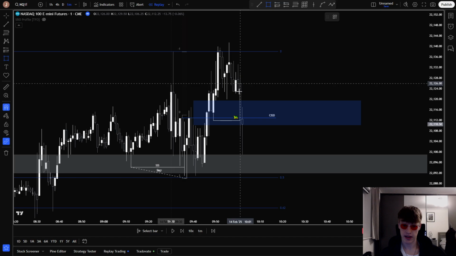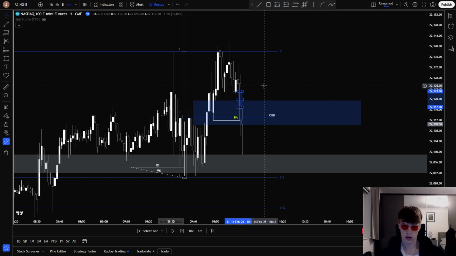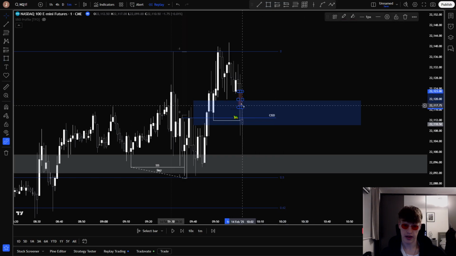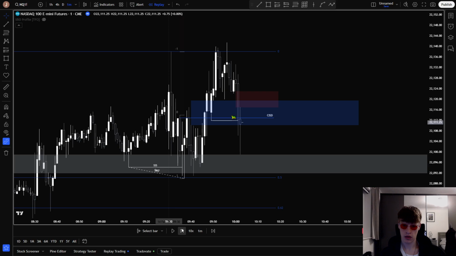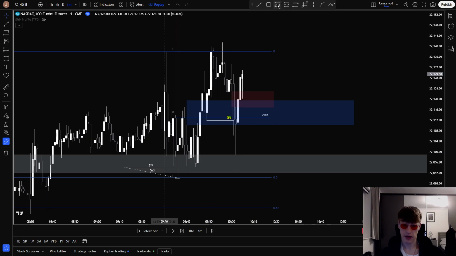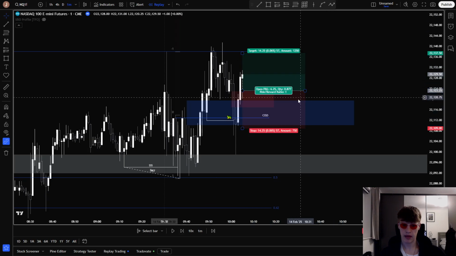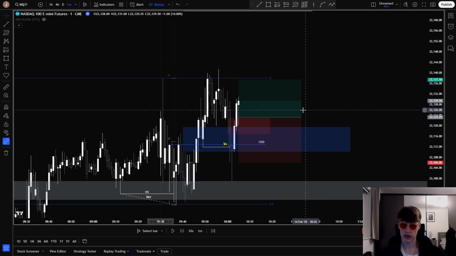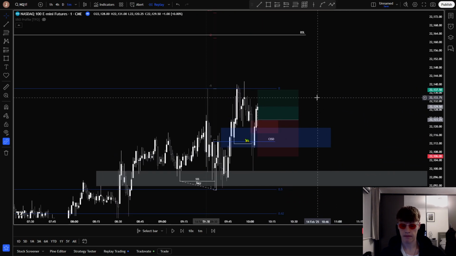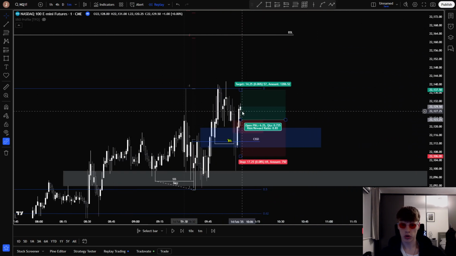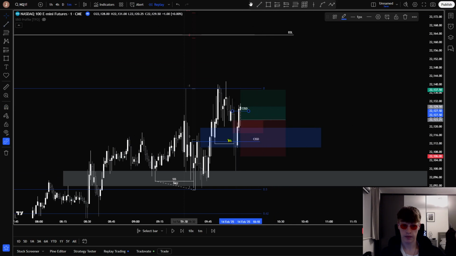And I'm looking for displacement. Got a 1 minute gap right here. Inverse it. Tap it. I'm in the trade. Stop underneath the inverse. I'm in the trade right there. Boom. Nice and simple. We also get a 1 minute change in state of delivery at the same time as well, which is always nice.